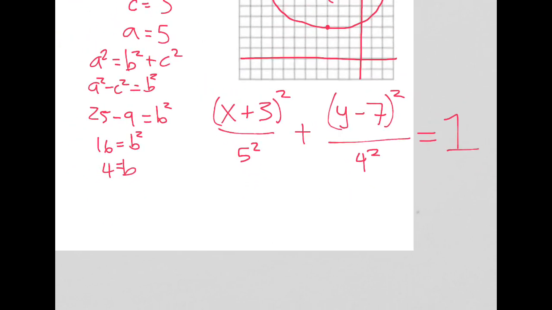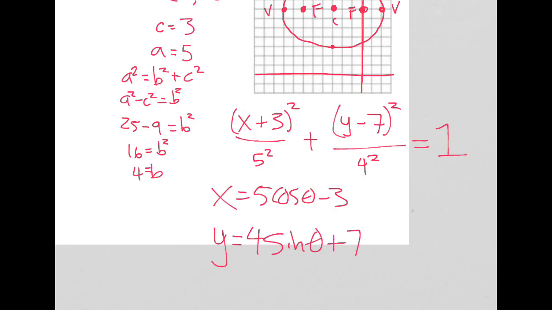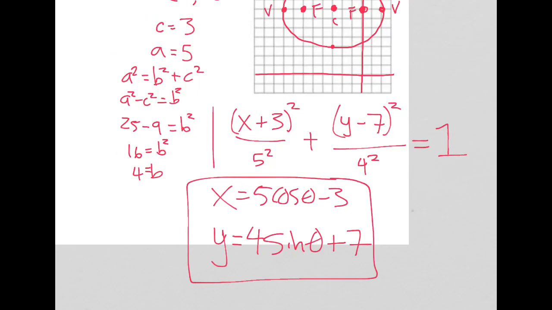Let's go ahead and transfer this into parametric form as well. So x equals 5 cosine theta minus 3. That was easy. y equals 4 sine theta plus 7. Take a look at my parametric equation compared to my rectangular equation and notice where all the pieces fit together.